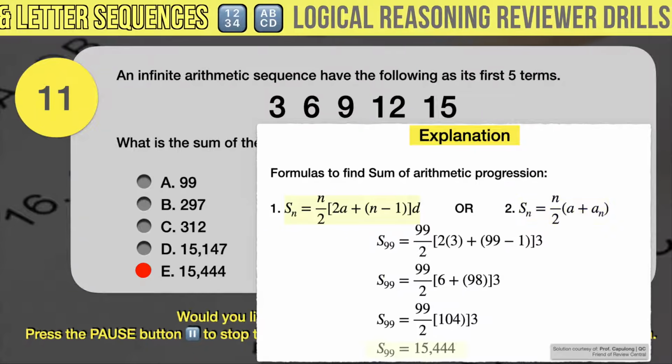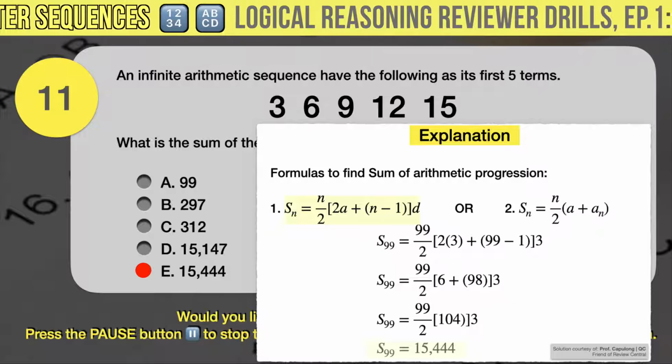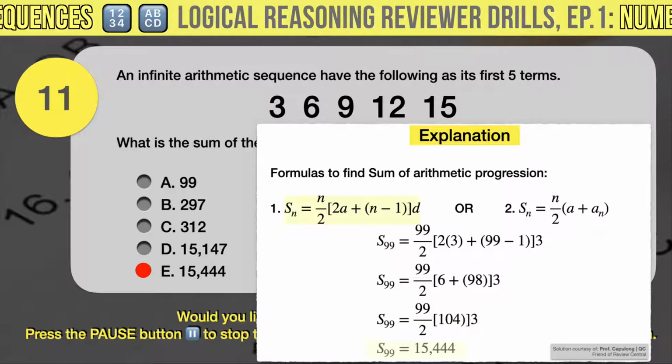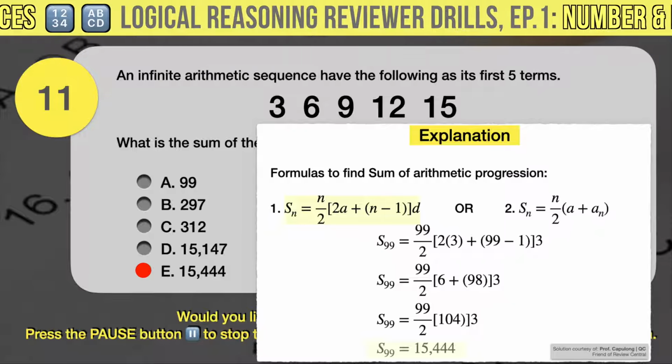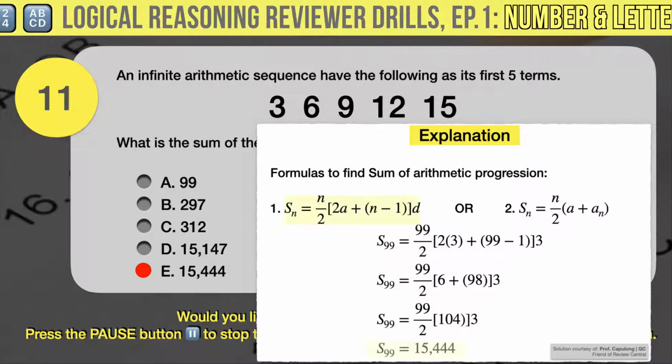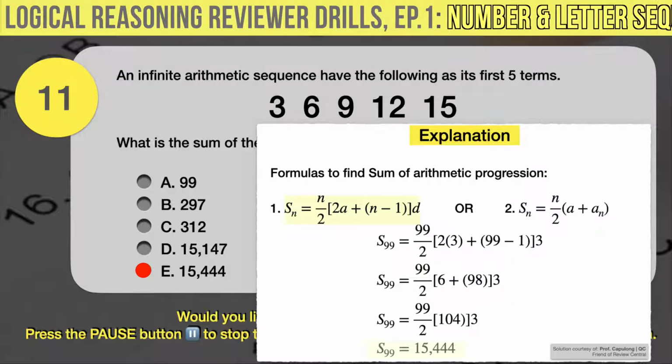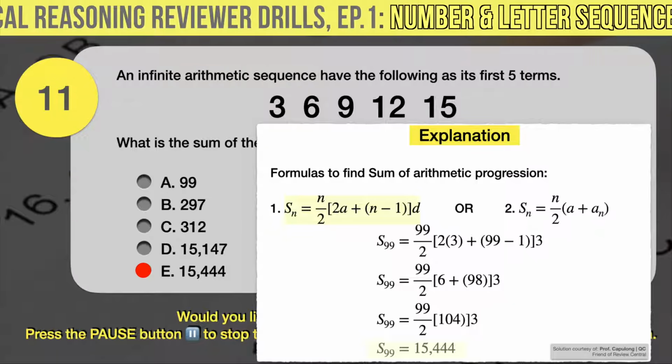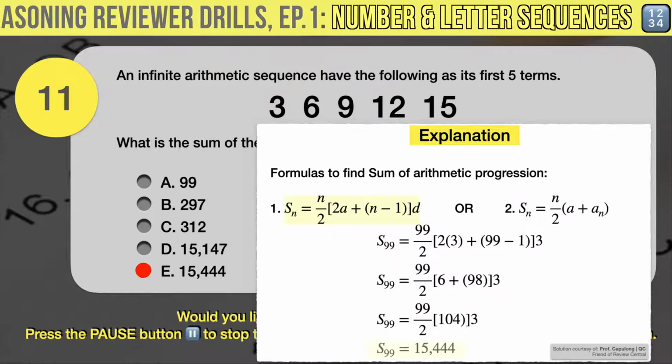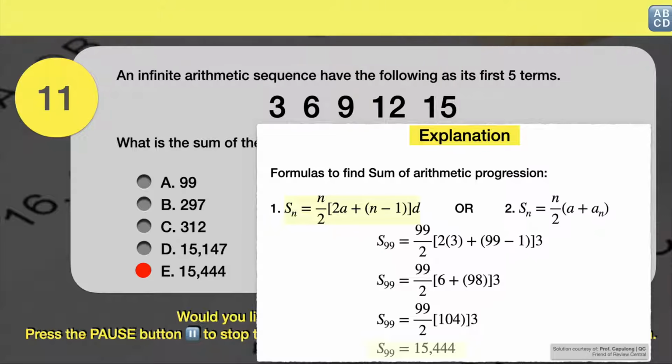So the sum of the first 99 terms of the given arithmetic sequence is Sn is equal to n, which is 99, over 2, times the quantity 2a, which is 3, plus n minus 1, that's 99 minus 1, times d, which is also 3. We should quickly arrive at 15,444 as the correct and final answer.